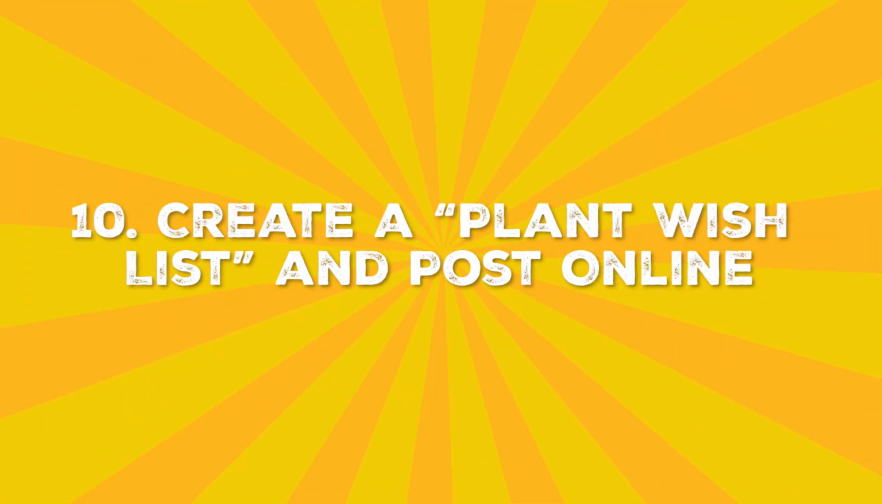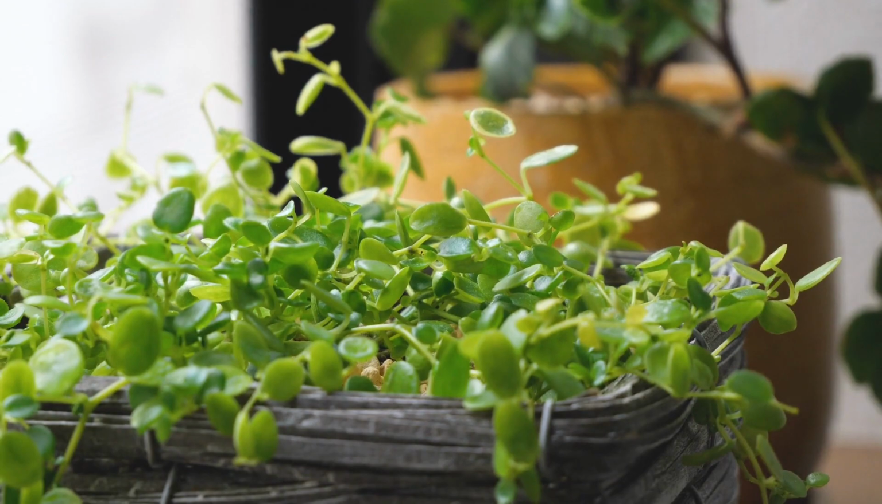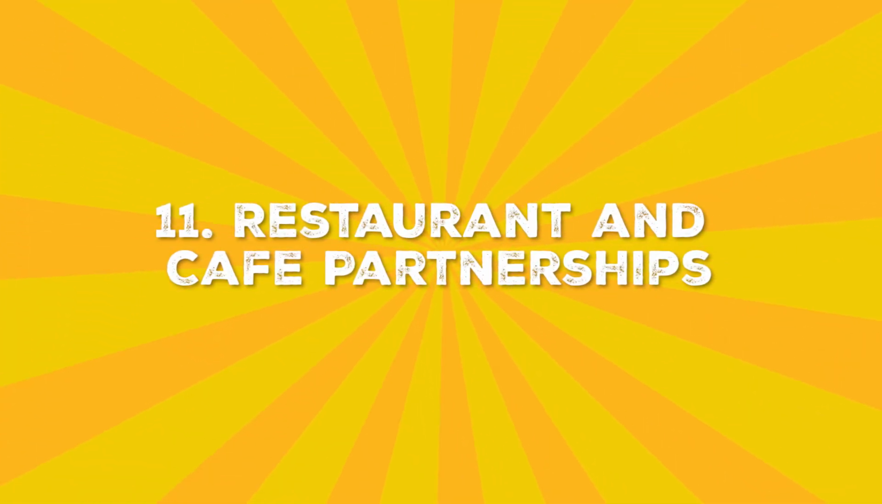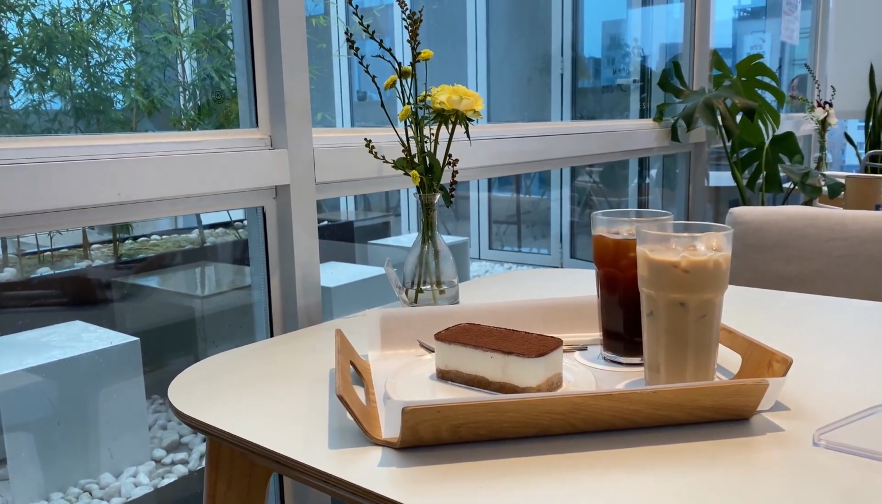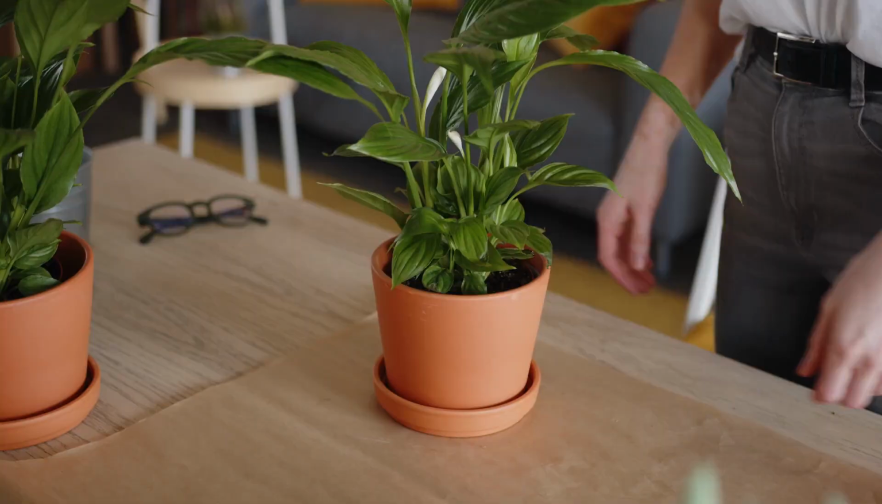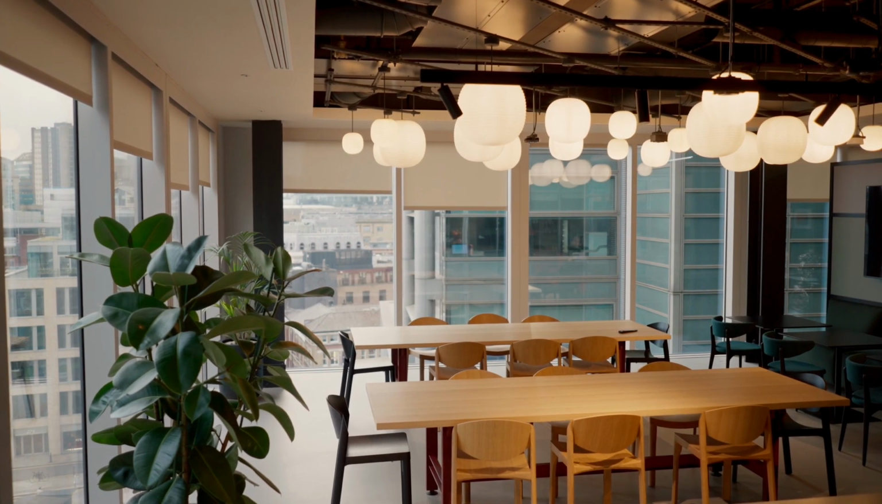Number 10. Create a plant wish list and post online. Post a list of plants you wish to own on social media and ask if anyone has cuttings to share. You never know who might have the exact plant you're looking for and is willing to share. Number 11. Restaurant and cafe partnerships. Offer to take care of indoor plants in local restaurants or cafes in exchange for cuttings. Establish a symbiotic relationship while making public spaces greener.